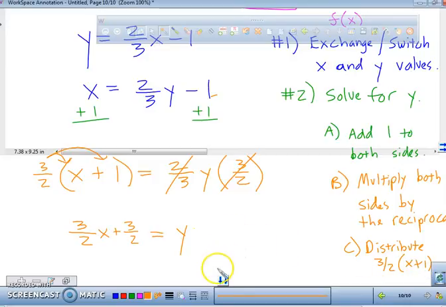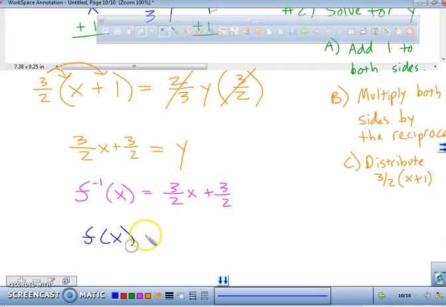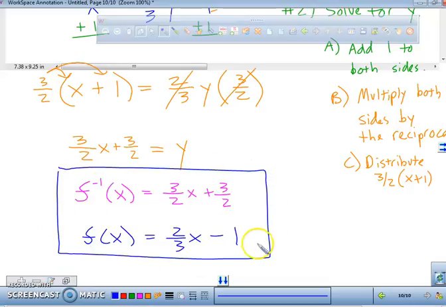Okay? So remember what I said the final answer would look like, everybody? The final answer is going to be f of -1 of x equals 3/2x plus 3/2. What was f of x originally? It was 2/3 x minus 1. These are inverses of each other. These are inverses right here. And we're going to prove it, because we're going to look at some ordered pairs that they create.